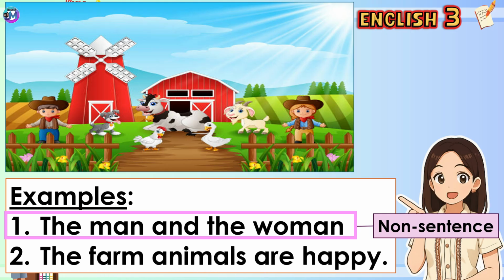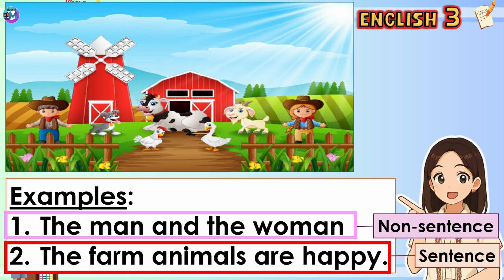How about example number two? The farm animals are happy. Is it a sentence or a non-sentence? Great job! It is a sentence because it has a complete thought.